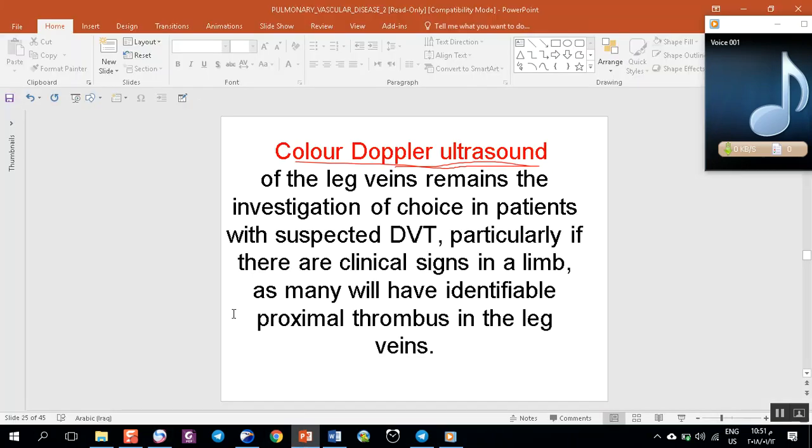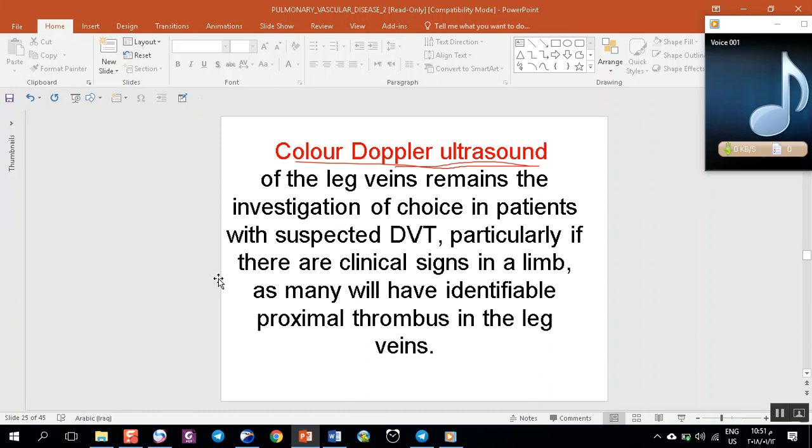By echo, we diagnosed massive embolism right away. We gave him Actilyse. And I told the family, your patient could be lost at any time. But fortunately, the patient is still alive till now, and the clot completely disappeared with treatment. So echo is very useful for diagnosis.